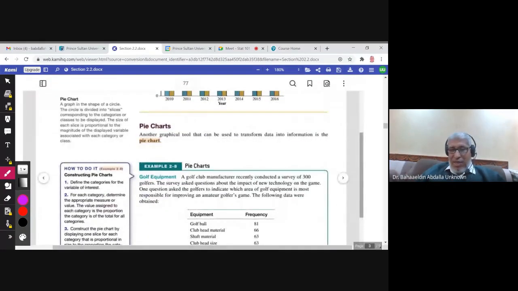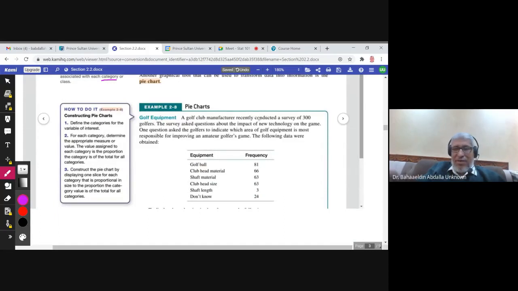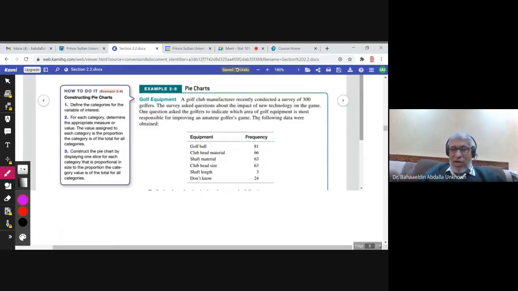The second type of chart is the pie chart. It's again a graph, but it is in the shape of a circle. So we will have a circle, and this circle is divided into slices. Each slice must be proportional to the size of the category.